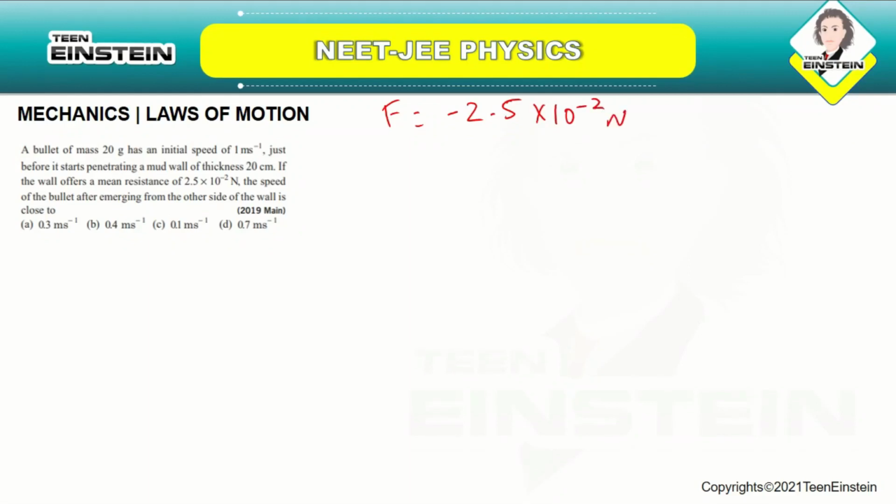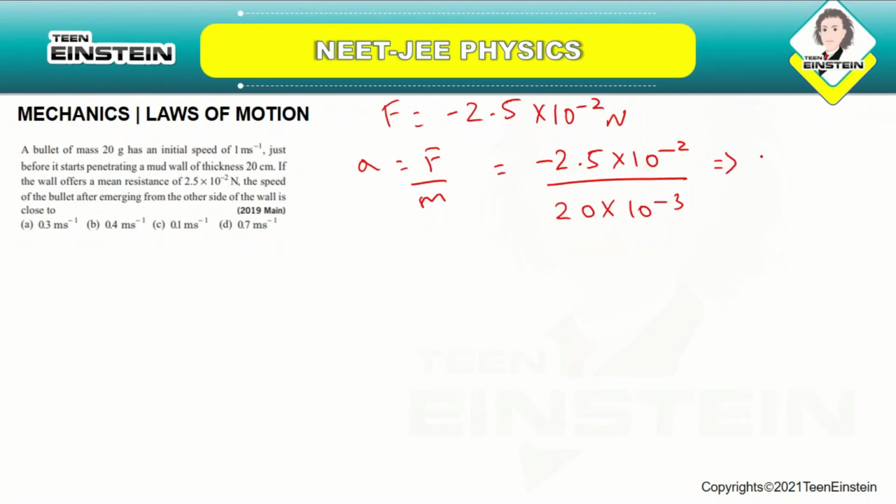So the deceleration of the bullet is a is equal to F by m. We know that F is equal to ma, so you are using that. Minus 2.5 into 10 power minus 2 divided by m, which is 20 grams, so 20 into 10 power minus 3. If you solve this, you will be getting minus 5 by 4 meter per second square. That is the acceleration.